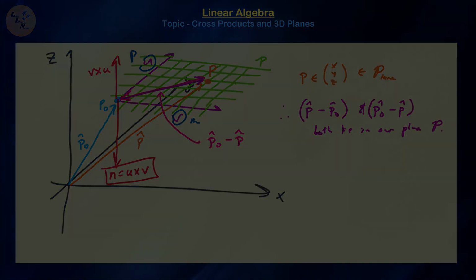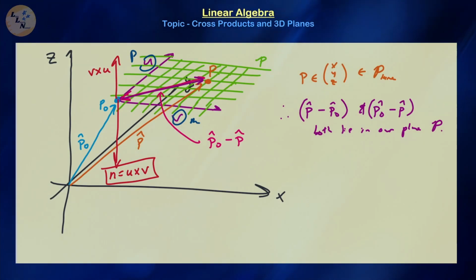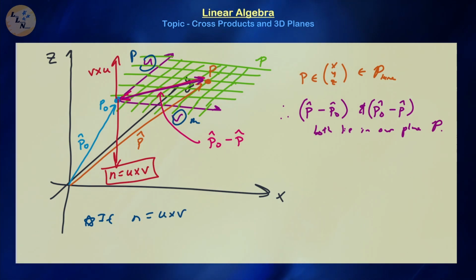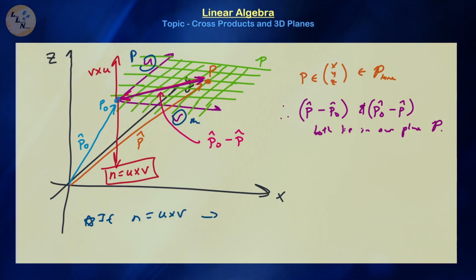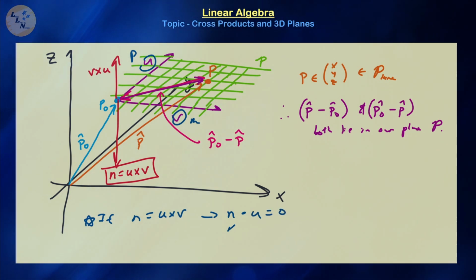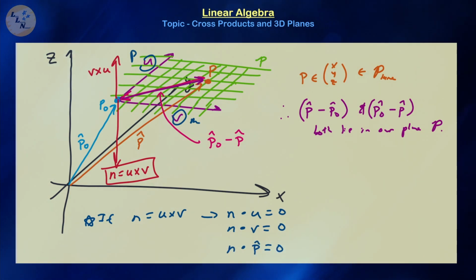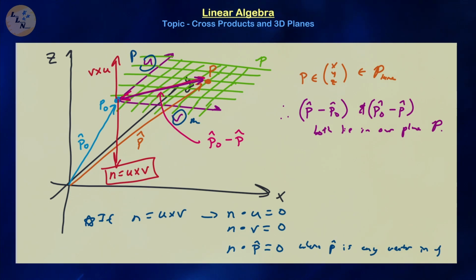So what's so special about this? If n is the cross product of u and v, that means n dot product u is going to be equal to 0, n dot product v is going to be equal to 0, and also n dot product p hat is going to be equal to 0, where p hat is any vector in our plane P, right? That's the most important one.